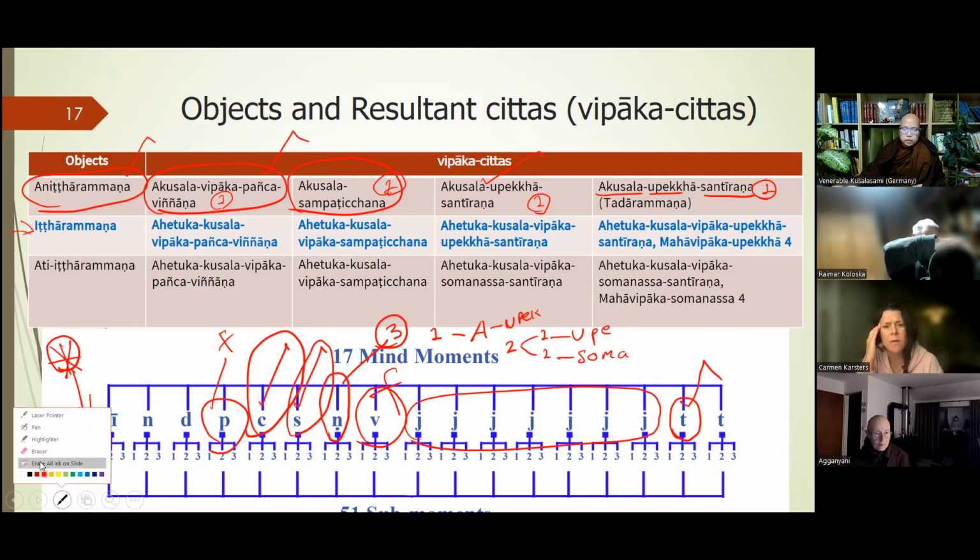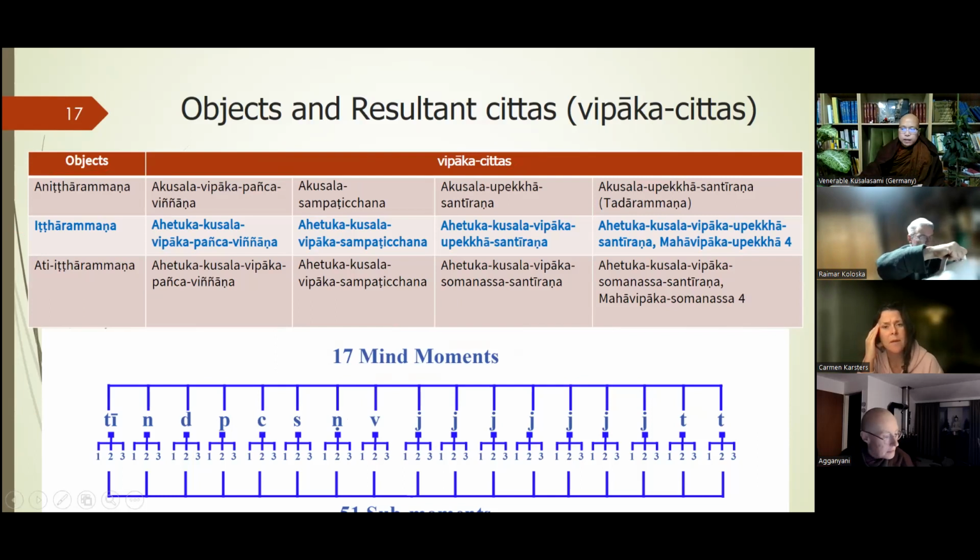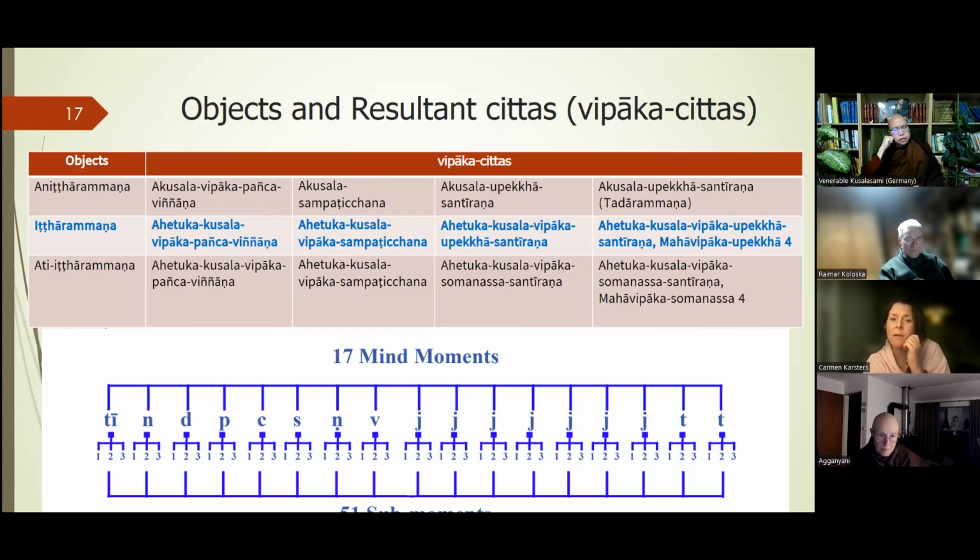Sorry, can you say again the akusala upekha santirana? Yeah, that one. What is that? In the mind moment scheme, where is that one? Is it the Tadaramana? Because this is when it's an undesirable object. And then the mind door process is described here, right? Yes, but then the akusala upekha santirana, where in the mind door process is that one? If the Dadaramana arises, the order must be like that.